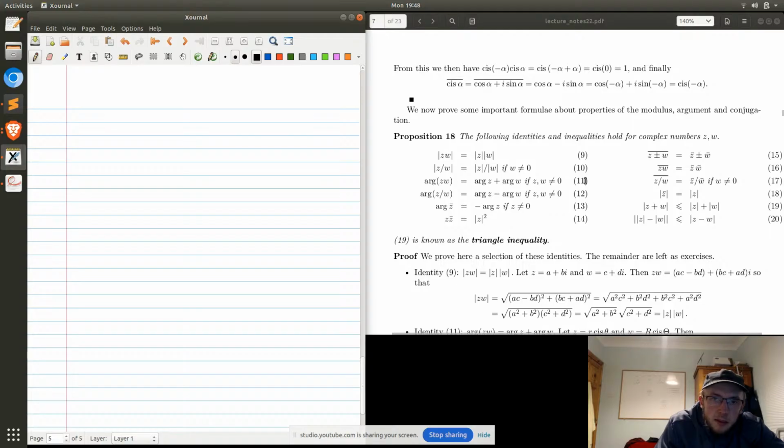Right, what about this one? The argument of zw is the same thing as the argument of z plus the argument of w. Okay. The argument of a plus bi is, by definition, the arctangent of b over a, isn't it?